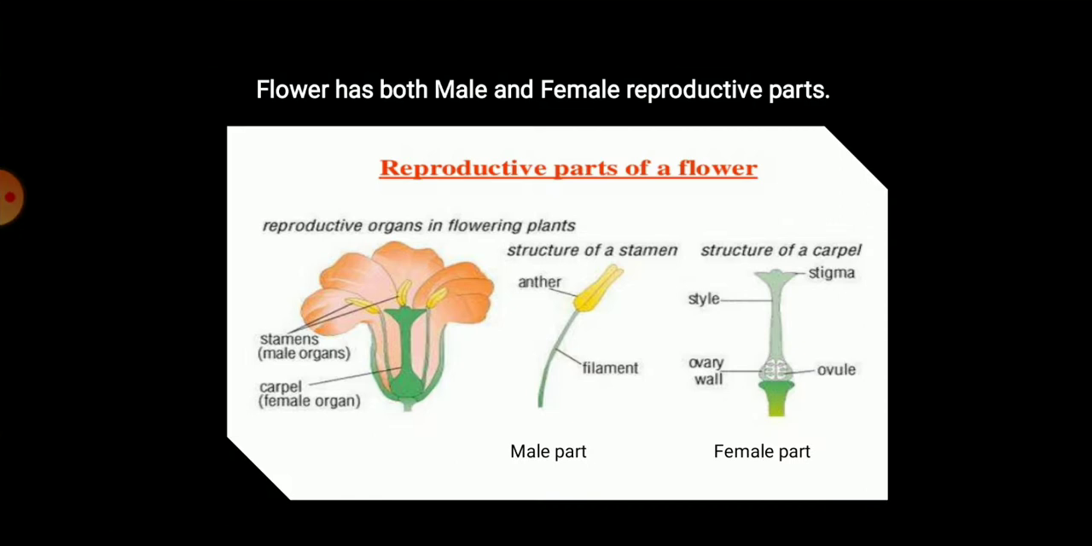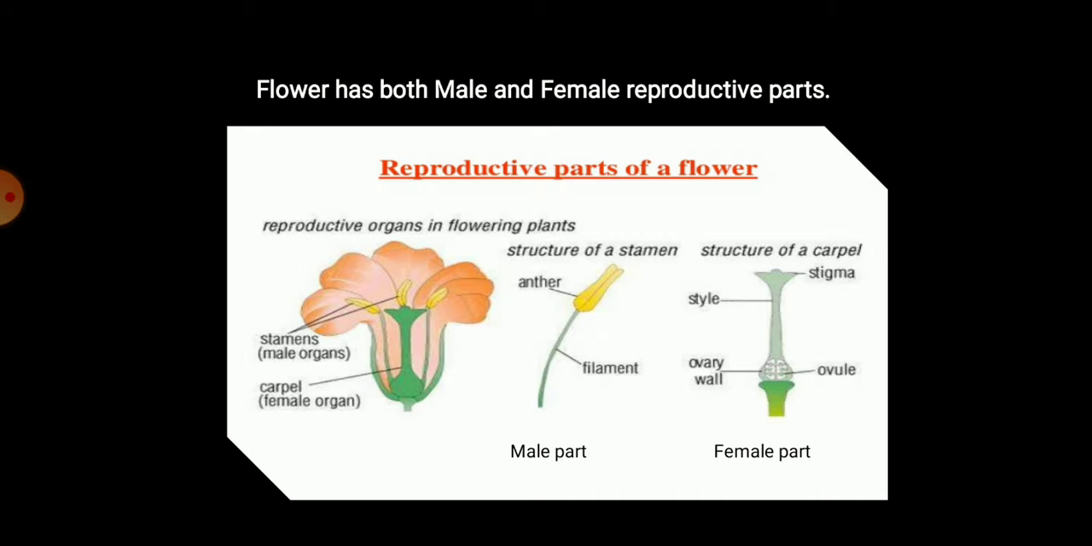Now, if we analyze this male part properly, the yellow portion has been given a specific name, that is anther, whereas the anther is held by this green portion, that is the filament. So the entire structure is known as a stamen, which is the male part of the flower. In a similar manner, this green portion is the female part. This female part is known as carpel.